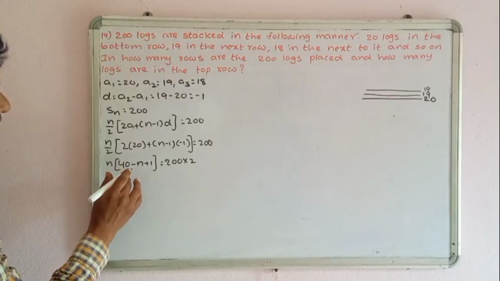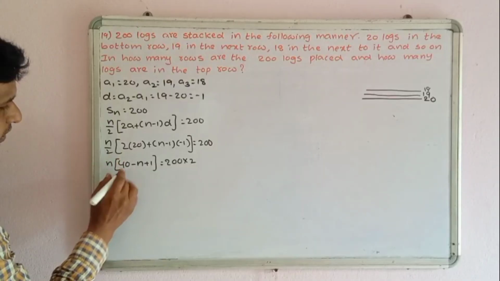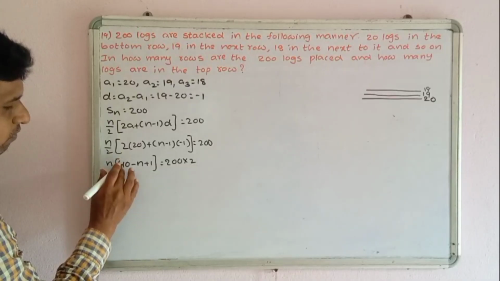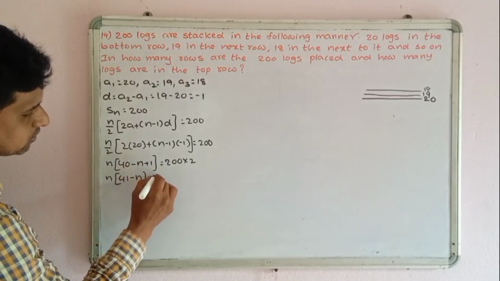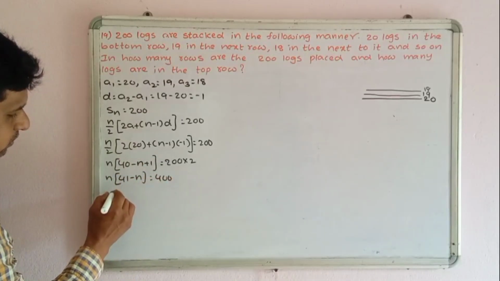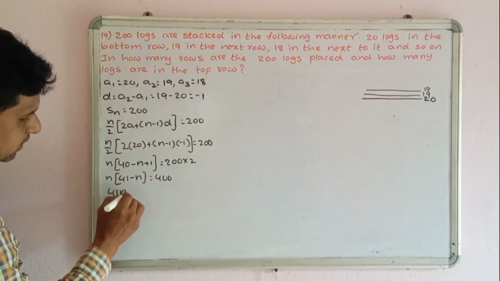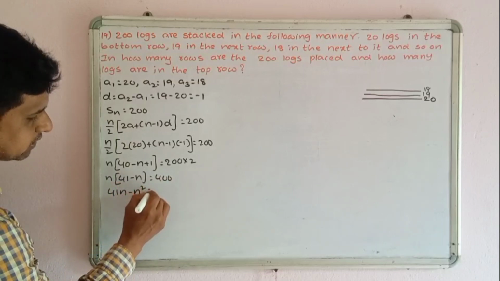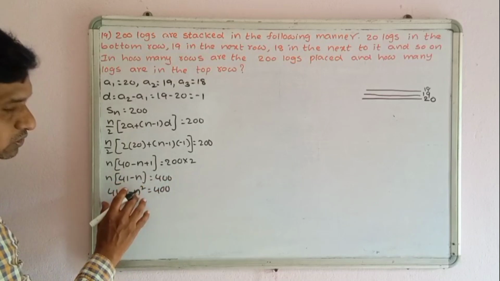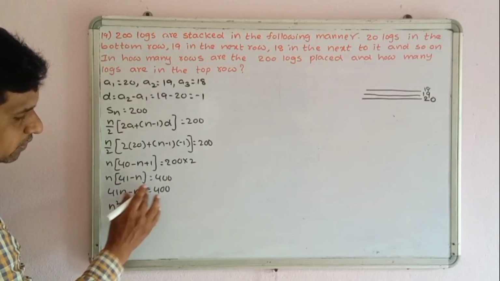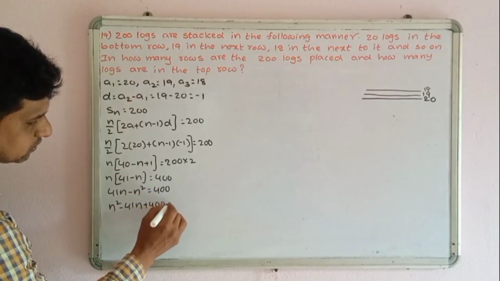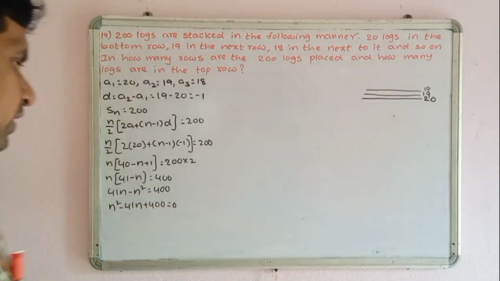n times 40, minus n into minus 1 is minus n, minus 1 into minus 1 is plus 1, equals 200 times 2 which is 400. So n times 40 plus 1 gives 41n minus n square equals 400. These terms transpose to the other side: n square minus 41n plus 400 equals 0. This is a quadratic equation in n.